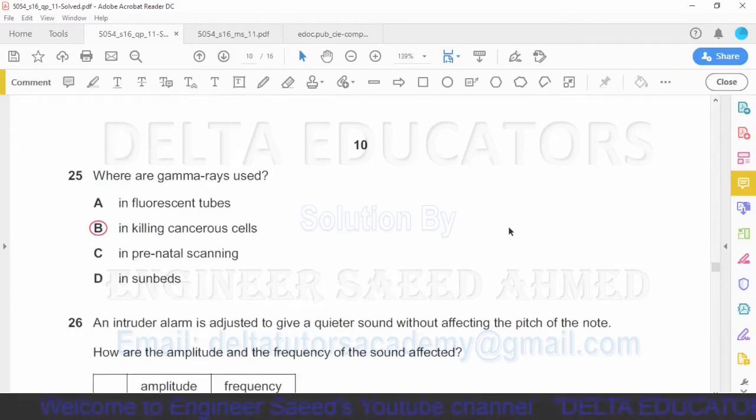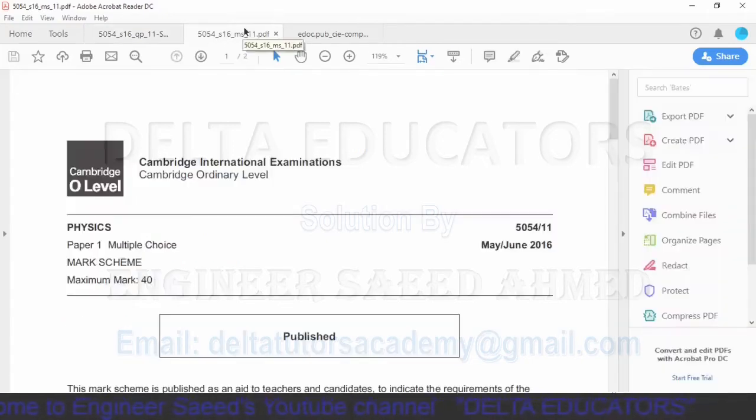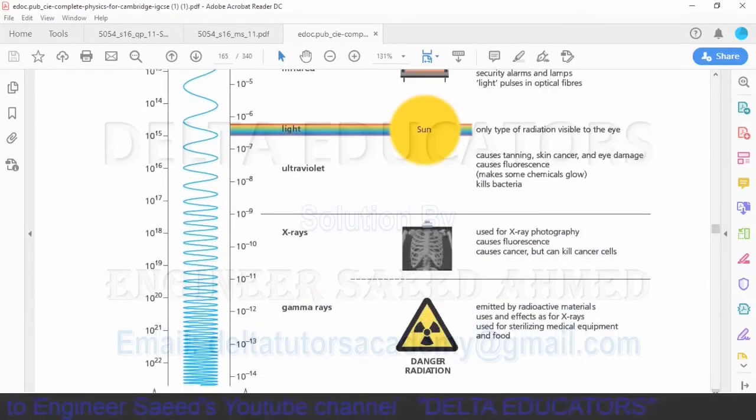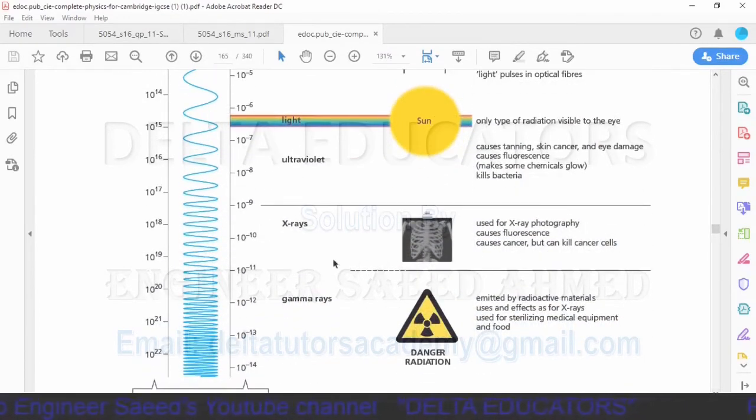Question number 25. Where are gamma rays used? Option A in fluorescent tube, option B in killing cancer cells, option C in prenatal scanning, option D in sunbeds. Okay, in the topic of electromagnetic spectrum, we have studied the uses of X-rays and gamma rays. Here it is given for the uses of X-rays that they are used to kill the cancer cells. And for gamma rays, it is given that they are emitted by radioactive materials, with uses and effects as of X-rays.